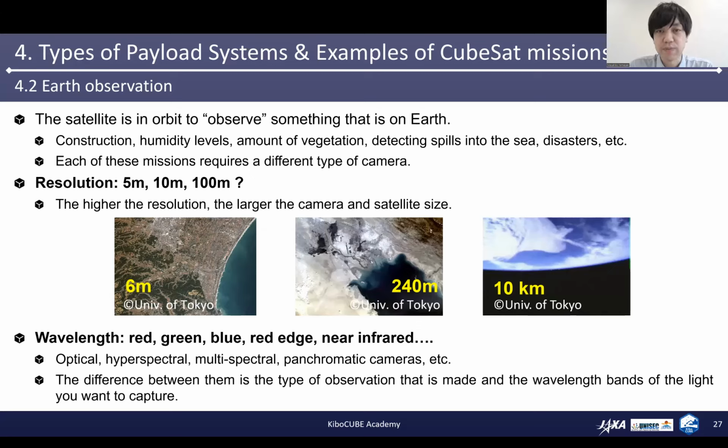Regarding resolution, the higher the resolution, the more detailed the image, but the larger the size of the camera and the satellite. Regarding wavelengths, there are optical, hyperspectral, multispectral, panchromatic cameras, etc. The difference between them is the type of observation that is made and the wavelength bands of the light you want to capture.